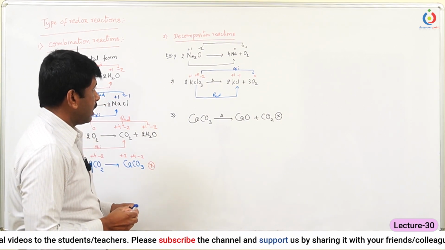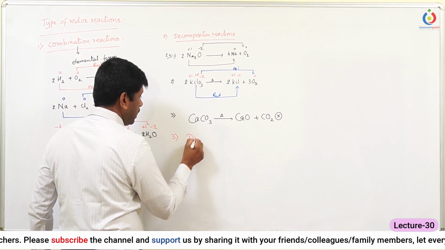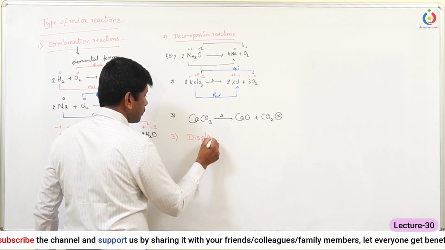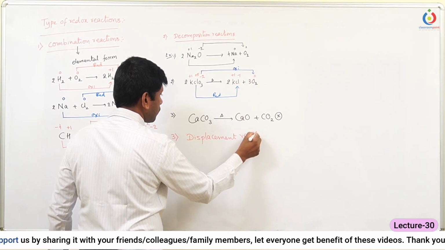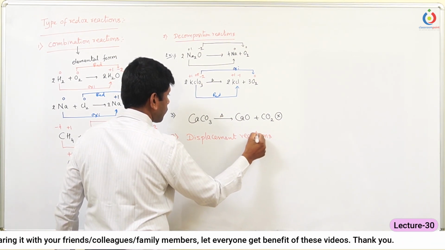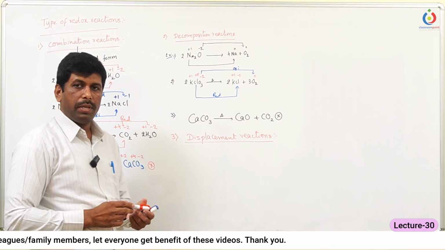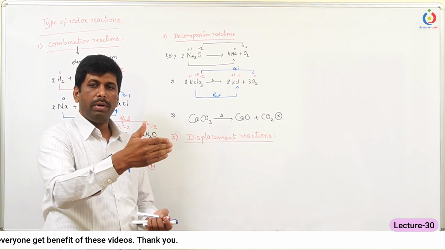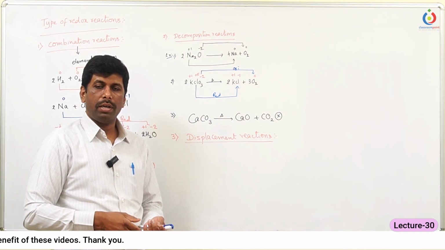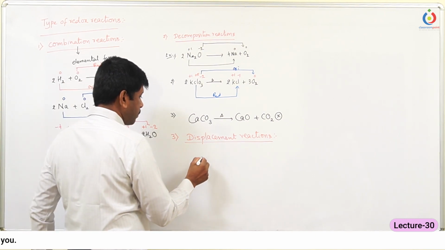Let us see the third category of redox reactions, that is displacement reactions. So what is the meaning of displacement reactions? Displacement reactions means the place of one element is occupied by another element, that is called displacement. So let us see here.